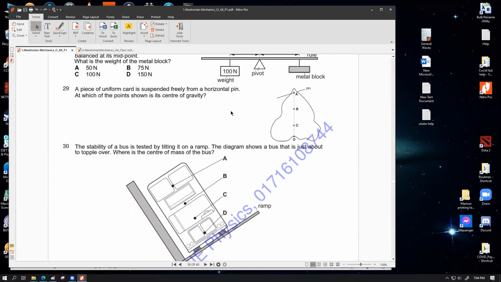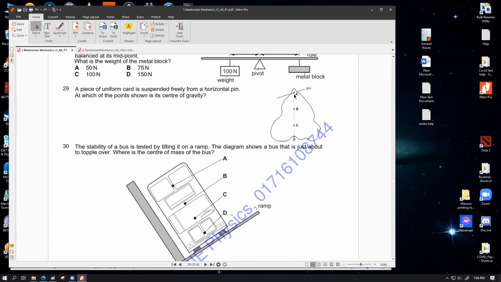I'd like to help you, because number 29 can be a bit difficult for some people. A piece of uniform card is suspended freely from a horizontal beam. At which point does it show its center of gravity? Now there is no mathematical or geometrical way that you can actually go for a perfect measurement for the center of gravity. But one thing you can know for sure, because it is hanging from the pin, the center of gravity is definitely below the pin.